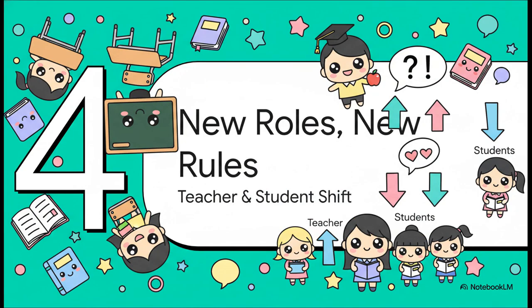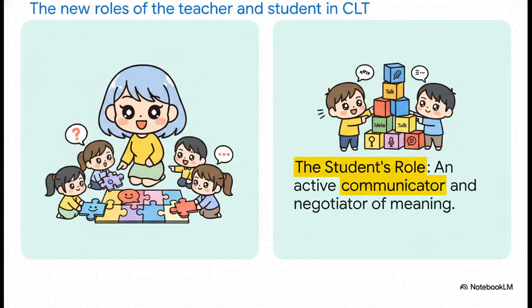Now, this new way of doing things didn't just change the classroom activities. It completely transformed the roles of everyone in the room. That traditional top-down classroom dynamic, it was basically flipped on its head. You see, the teacher's role completely changes. They're no longer the sage on the stage just lecturing from the front. Instead, they become a facilitator, a guide, an advisor. Sometimes they even jump into the activities right alongside the students. And the student? They're no longer a passive sponge just soaking up information. They're an active communicator, constantly negotiating meaning with their peers and taking real responsibility for their own learning.